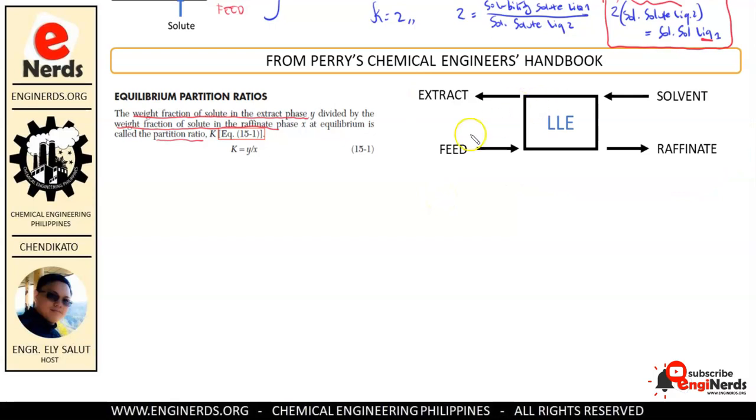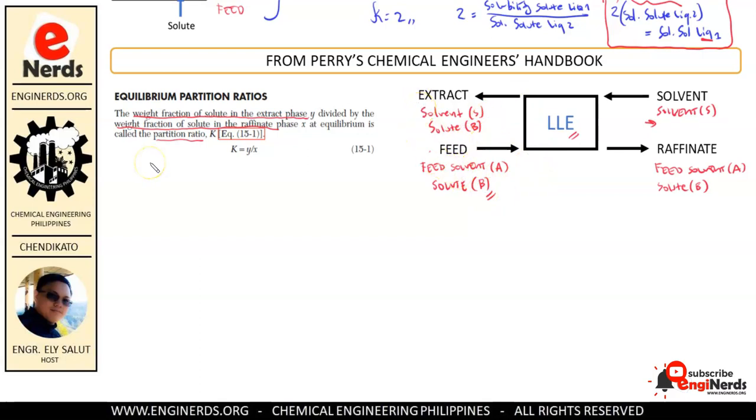So, from our previous lesson, alam natin na yung feed contains the feed solvent, which is A, and our solute, which is B. And then, it will be in contact with our solvent, which is S. Okay, so once the liquid-liquid extraction takes place, itong ating feed will come out as a raffinate. So, in our raffinate, we will still have our feed solvent and the remaining solute. Now, ito namang ating solvent, after the liquid-liquid extraction, we'll have the solvent S and the solute B.